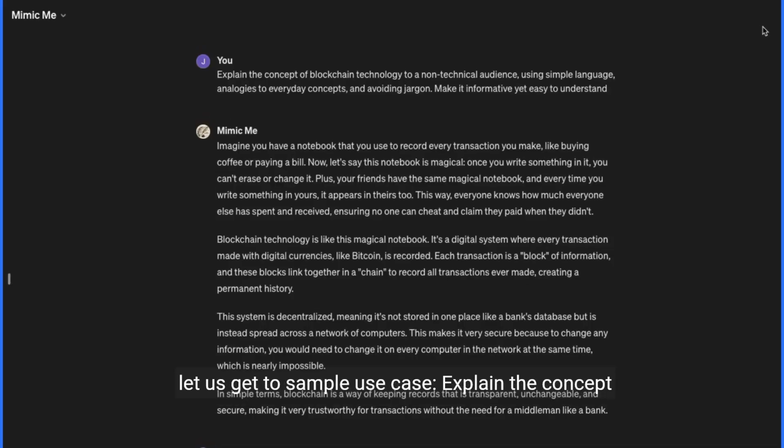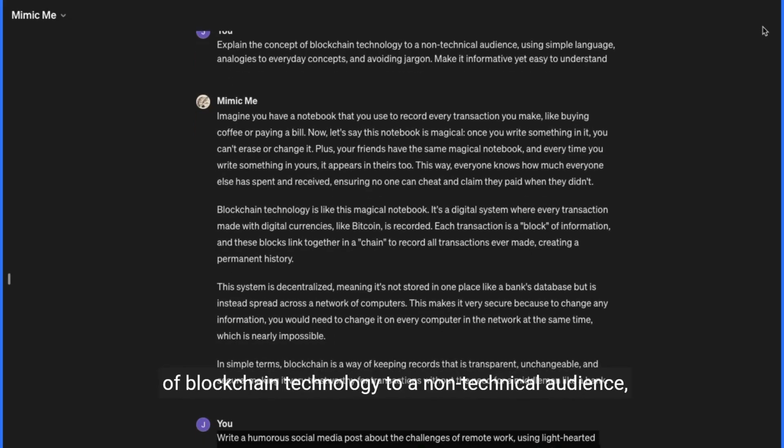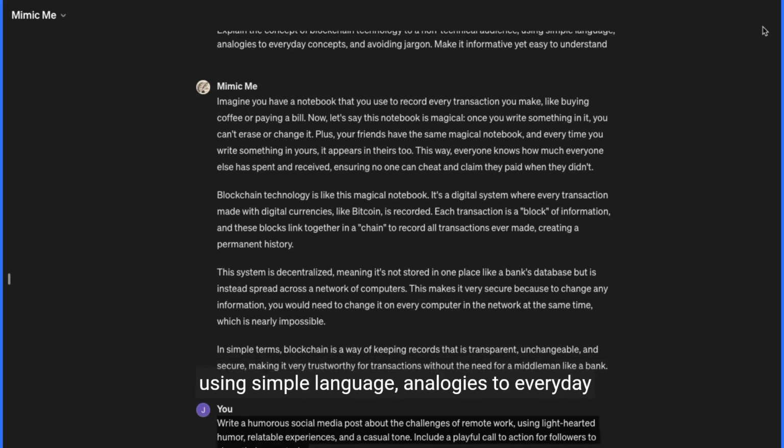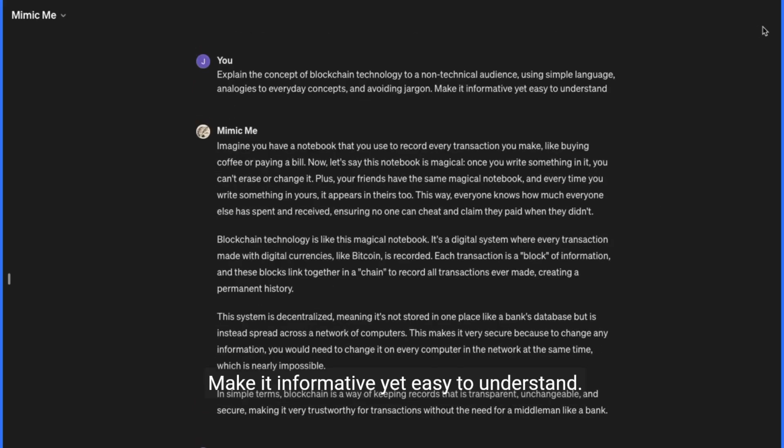Let us get to a sample use case. Explain the concept of blockchain technology to a non-technical audience, using simple language, analogies to everyday concepts, and avoiding jargon. Make it informative yet easy to understand.